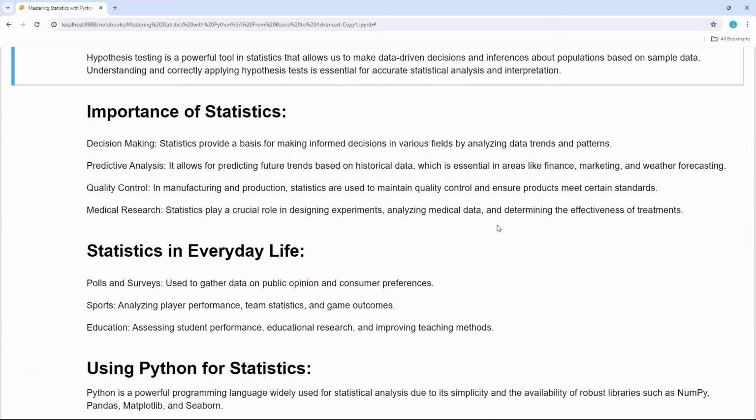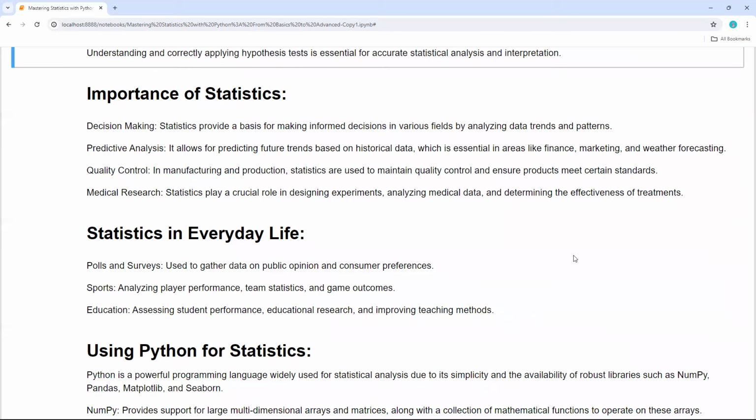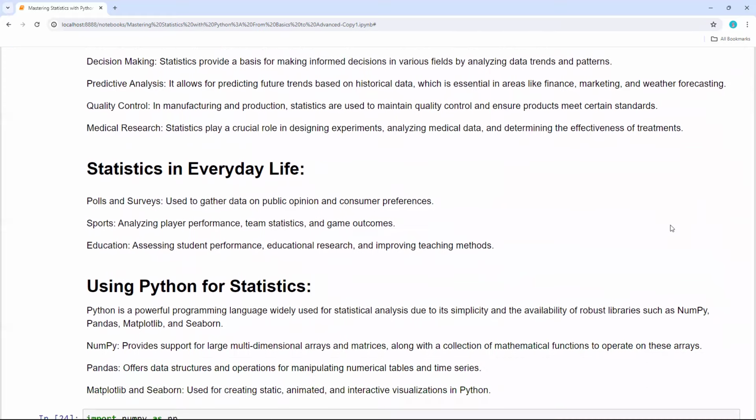Medical research also, like I gave the drug example, where there is a meaningful or significant difference if I take the drug. That is where we can use statistics, analyzing medical data and determining the effectiveness of treatments. Statistics in everyday life: for example, polls and surveys used to gather data on public opinion and consumer preferences. Sports, analyzing player performances, team statistics, and game outcomes. Education, assessing student performance, educational research, and improving teaching methods.